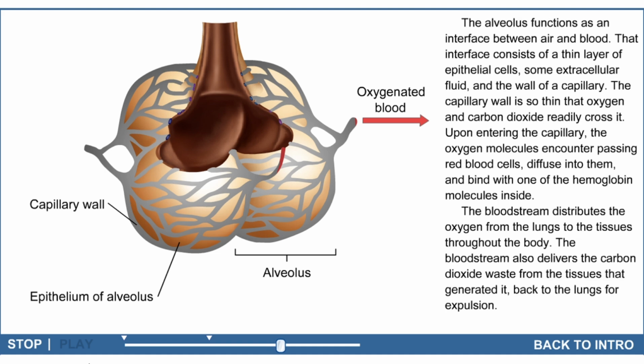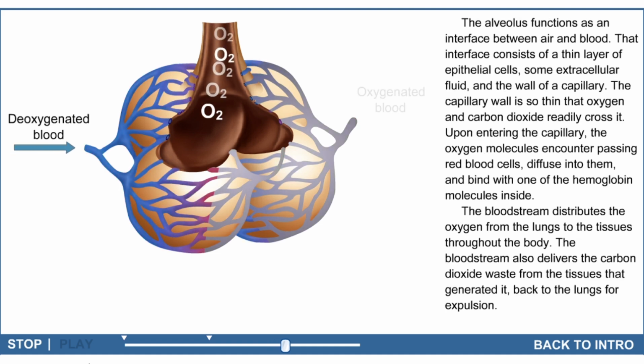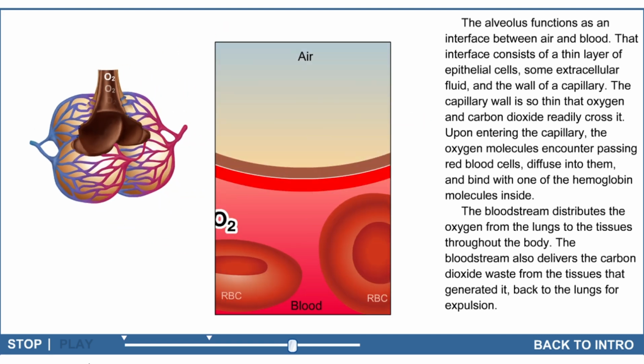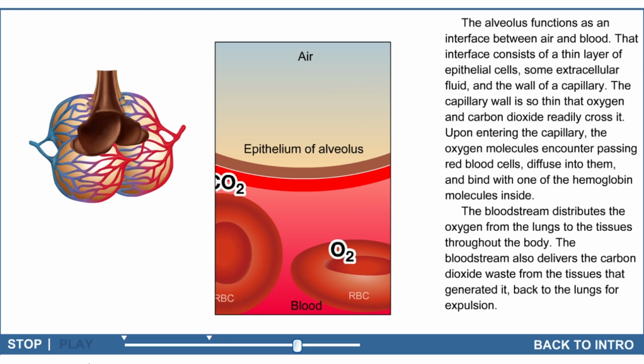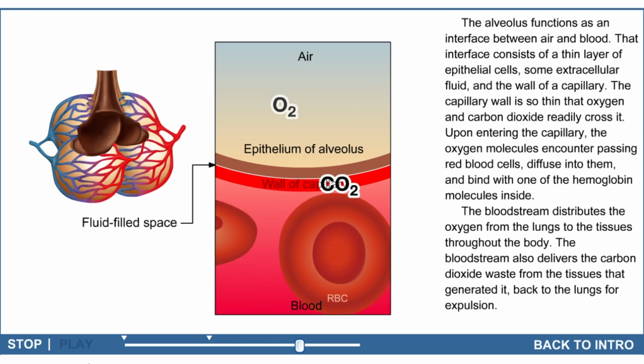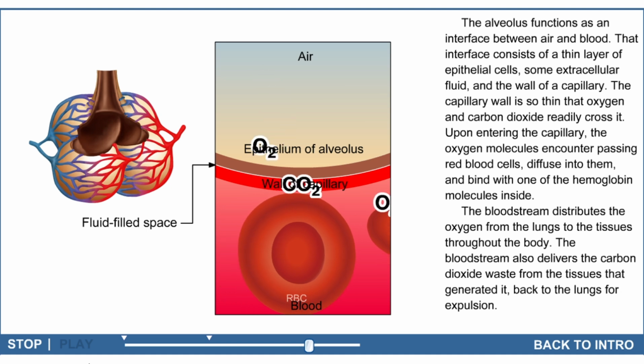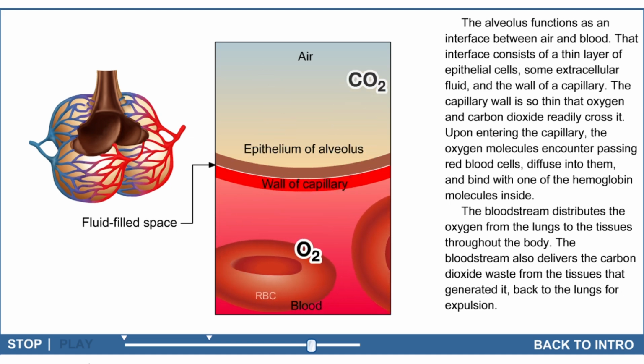The alveolus functions as an interface between air and blood. That interface consists of a thin layer of epithelial cells, some extracellular fluid, and the wall of a capillary. The capillary wall is so thin that oxygen and carbon dioxide readily cross it.